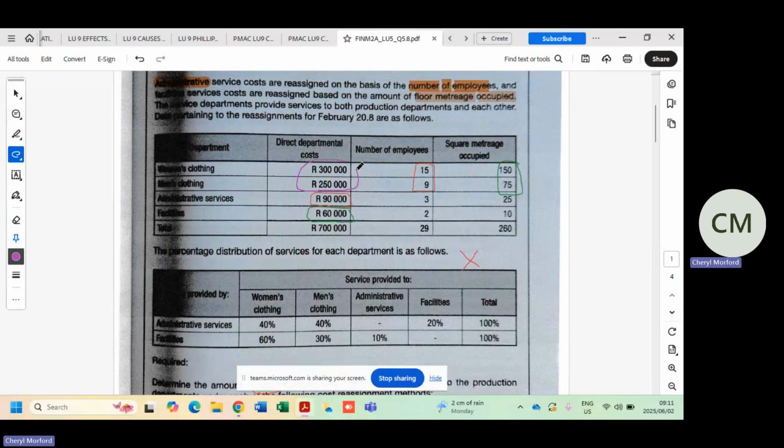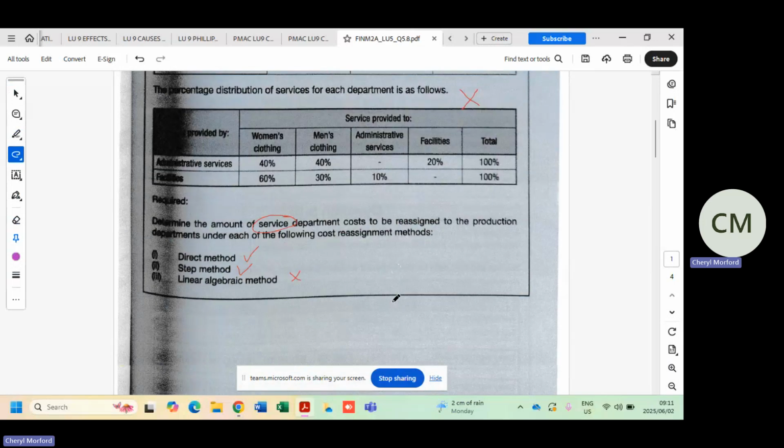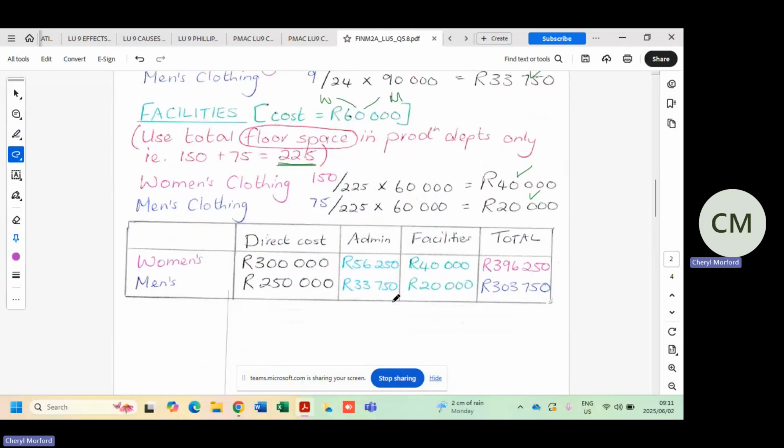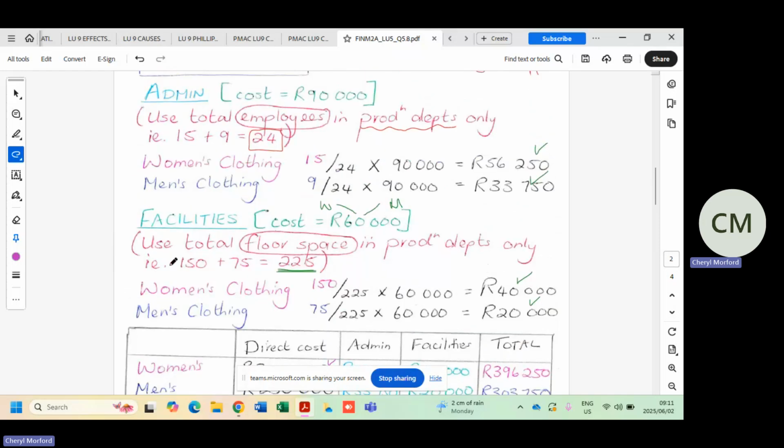There, the women's is 300,000 and the men's is 250,000. So I found the nicest way to do this is to use a little table such as this. Let's start with the women. There's its direct department cost. Now what we're going to do is go to the service departments where we did the reassigning, and add in those amounts.